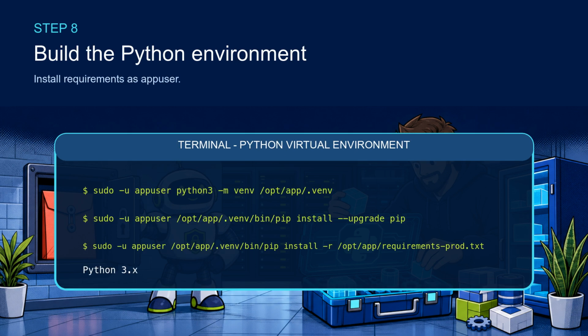Next, create a virtual environment as appuser. Upgrade pip, and install the production requirements. Finally, check the Python version inside the virtual environment.